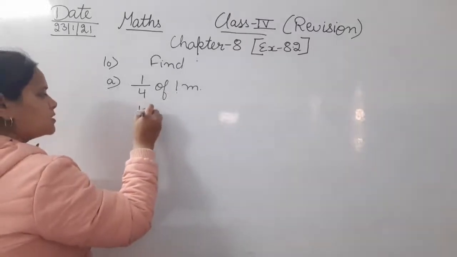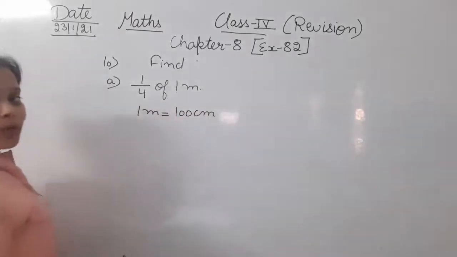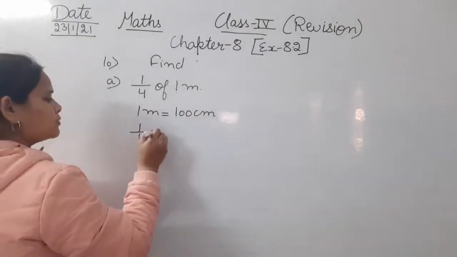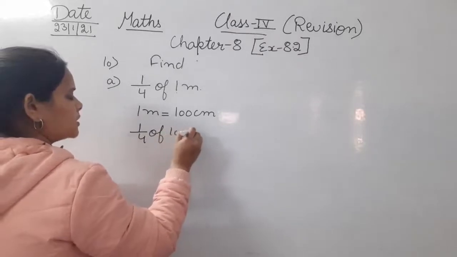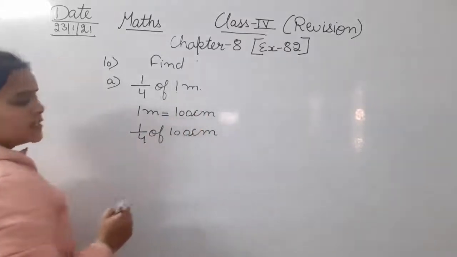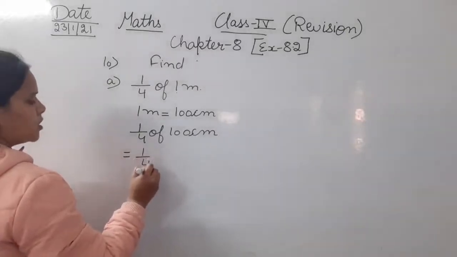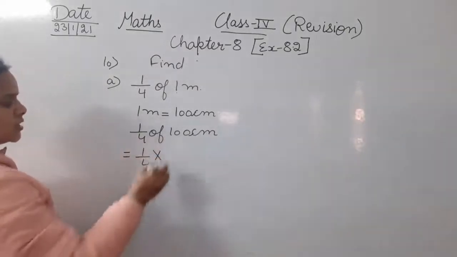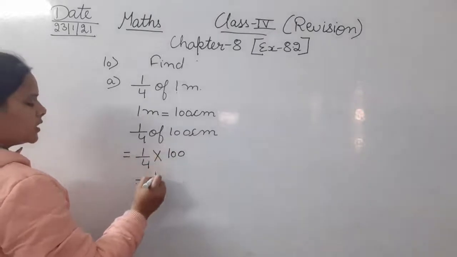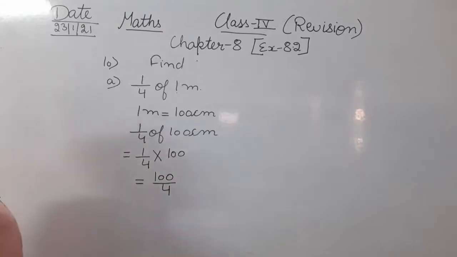So that means 1 meter is equal to 100 centimeter. Now we have to find 1/4 of 100 centimeter. So 1/4 is the same, and 'of' will change into the sign of multiplication. 100 will be the same. 1 multiplied by 100 is equal to 100. The denominator will be 4, so that is 100 upon 4.